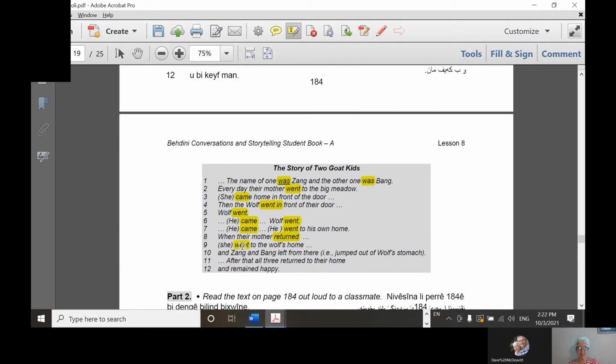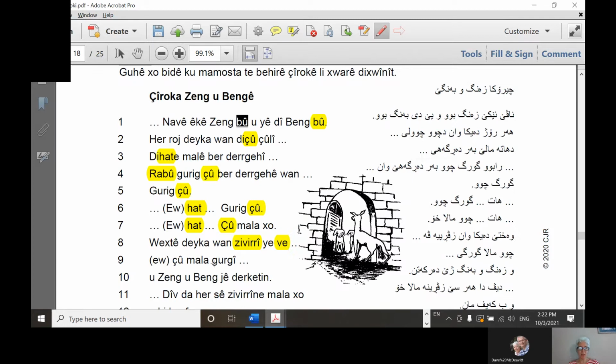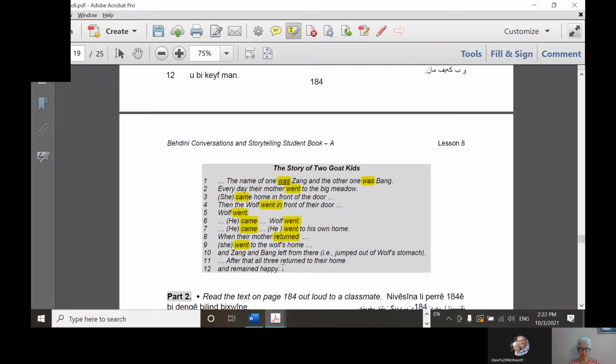Then in line 9, she went to the wolf's house. Chew, again, the very simple chew, without a verb ending. It has the nothing verb ending. And then j'ai der Katten. So it's a preposition plus a verb. And the verb is they came out from there or left from there. In other words, jumped out of the wolf's stomach.